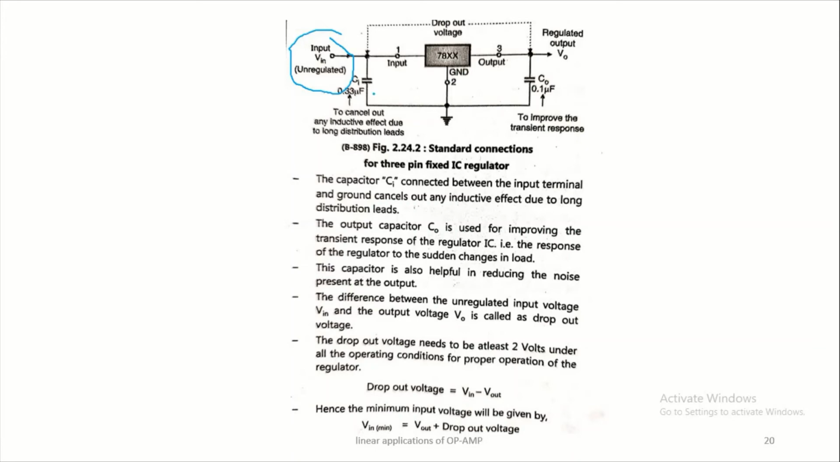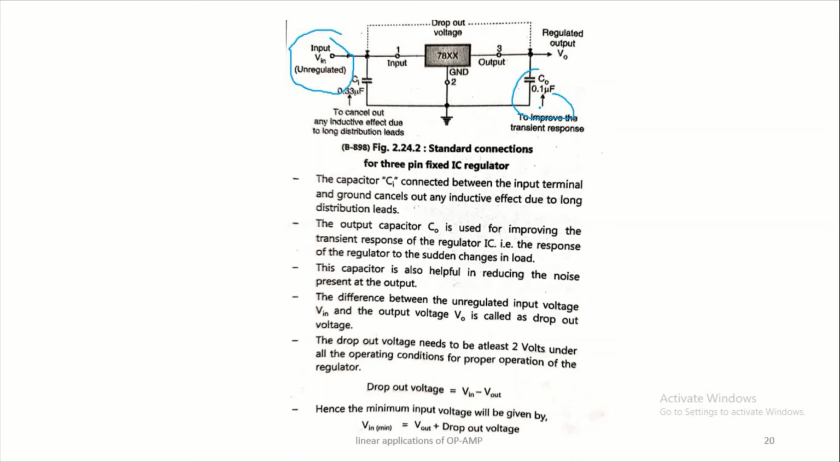The capacitor C1 is connected between the input terminal and the ground, and cancels out the inductive effect due to the long distribution lead. The output capacitor, C output, is used for improving the transient response of the regulator IC, for example the response of the regulator to a sudden change in the load. This capacitor is also helpful in reducing the noise present at the output.